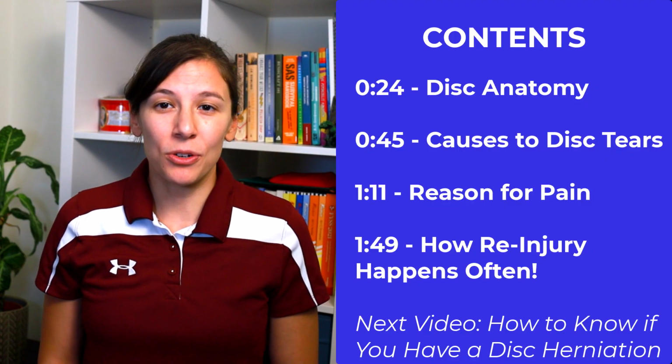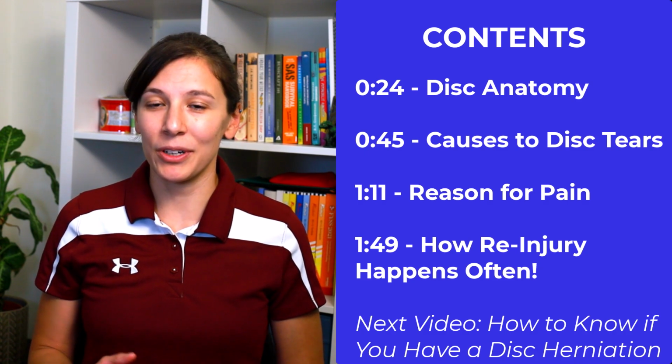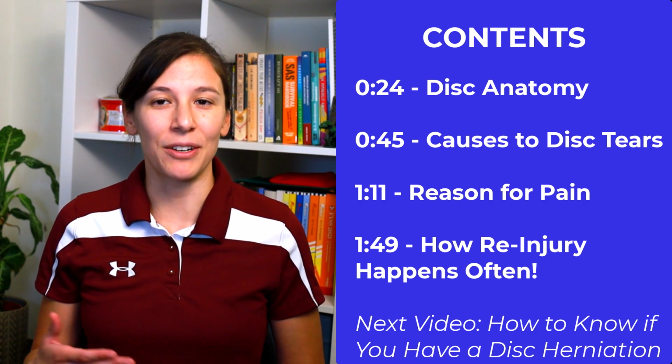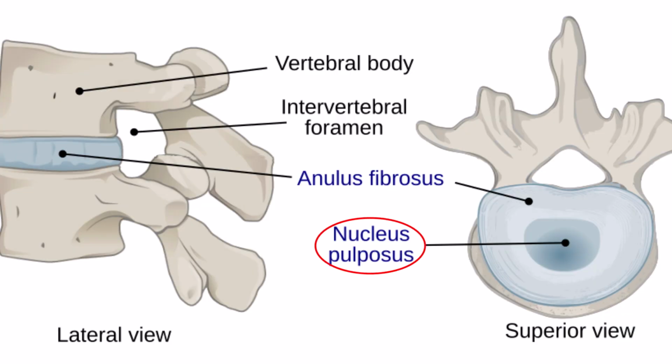To understand disc herniations fully, we need to understand the intervertebral disc anatomy, and we're going to go through this simply so you can repeat it to a friend. Now, there are two parts to a disc: the outer rim called the annulus fibrosus, which is made up of a very thick cartilage, and the inner part, which is like a liquid jelly substance called the nucleus pulposus.